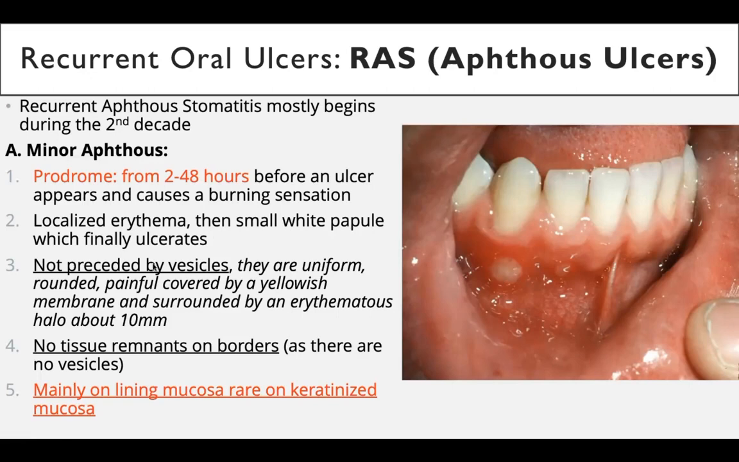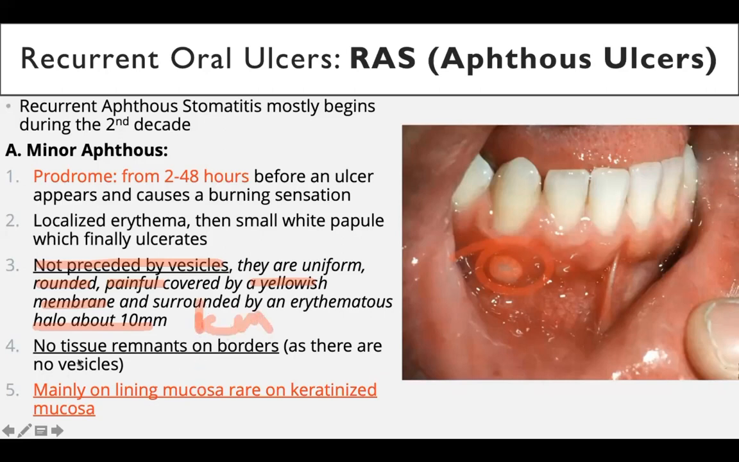What is an ulcer? A deep lesion of the skin involving the lower layers, or mucous membrane. A deep lesion of skin or mucous membrane, excuse me. Then it is not preceded by vesicles, because it will not contain any fluid. They look uniform, well circumscribed, round, painful, covered by a yellowish membrane and surrounded by an edematous halo about 10 millimeter or 1 centimeter.